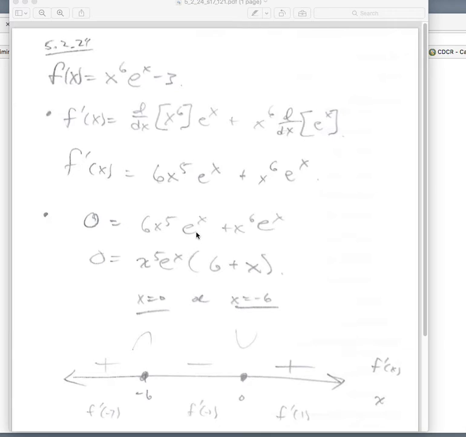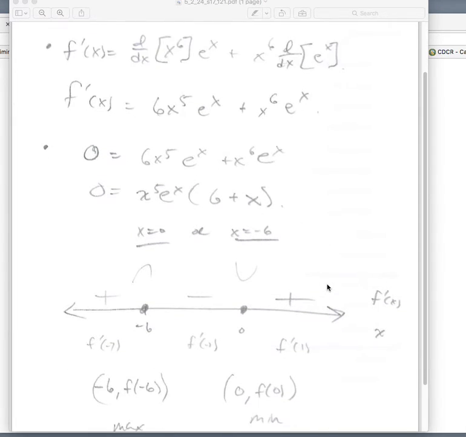So notice these two terms have a common e to the x and x to the fifth, and that's what comes out. And so this splits now into x to the fifth is 0, e to the x can't be 0, so don't worry about that factor. And 6 plus x equals 0 gives us x equals minus 6. And so I've got these two critical values, and now we look to classify them.